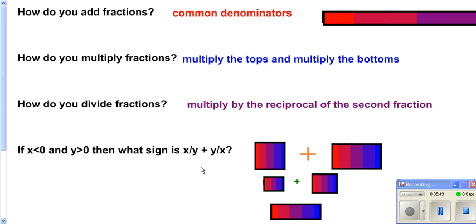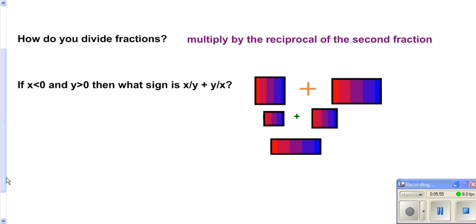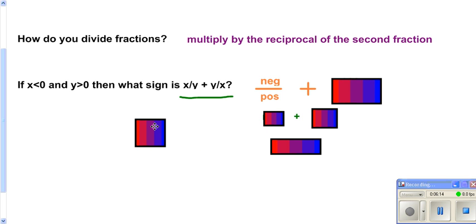Now here, we want to figure out whether the answer we're dealing with is going to be a positive answer or a negative answer. So when you're looking at this, you want to know positive or negative. Well, it says that x is less than 0, so you know x is negative. It says y is greater than 0, so you know y is positive. So this one here is really a negative, because that's your x, over a positive, which is y. Well, a negative over a positive is negative.